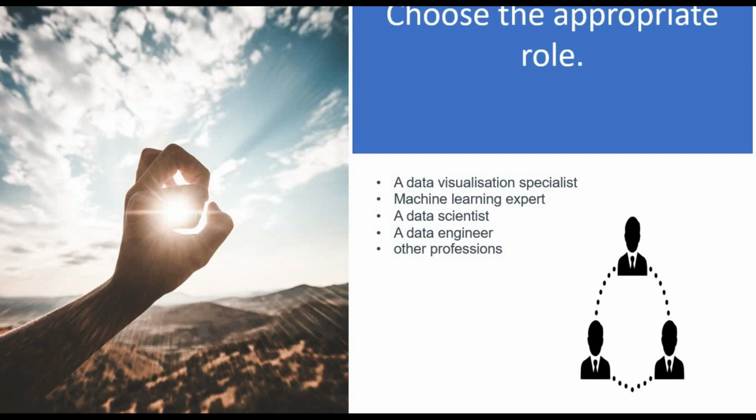Choose the appropriate role. In the data science sector, there are many different positions to choose from: a data visualization specialist, a machine learning expert, a data scientist, a data engineer, and other professions are just a handful of the numerous possibilities. Getting into one position may be simpler than another, depending on your history and previous experience. For example, if you are a software developer, switching to data engineer shouldn't be too tough. So until and unless you are clear on what you want to be, you will be unsure of what path to pursue and what abilities to develop.